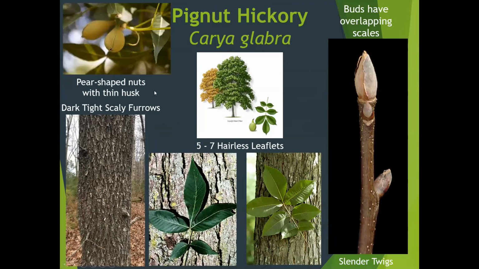So the nuts are much different in shape. They're more of a pear shape, and they have a ridge that goes on the outside, much like the bitternut hickory does. But these are completely different in shape compared to the shagbark hickory. They also have a very thin husk. The bark is similar to the bitternut hickory, but it's much rougher. The furrows and ridges are a little more spread out, and on top of those ridges it's rough, compared to the bitternut hickory, which is a little smoother. And much like the shagbark hickory, these have 5 to 7 hairless leaflets that are still finely toothed.